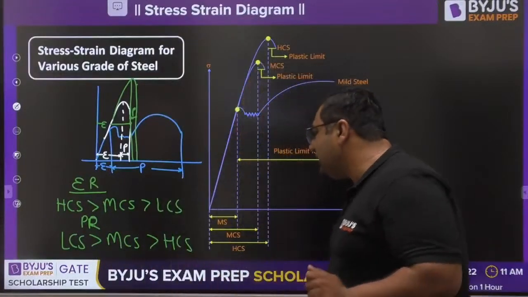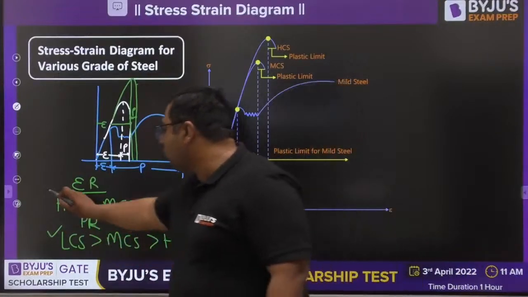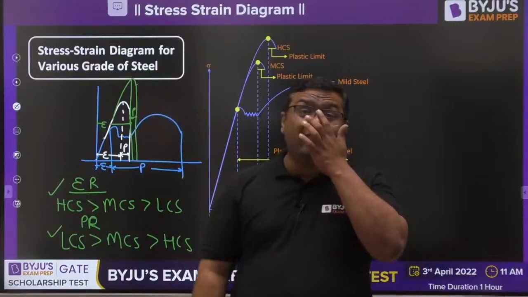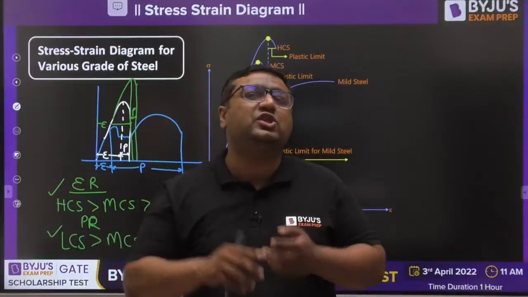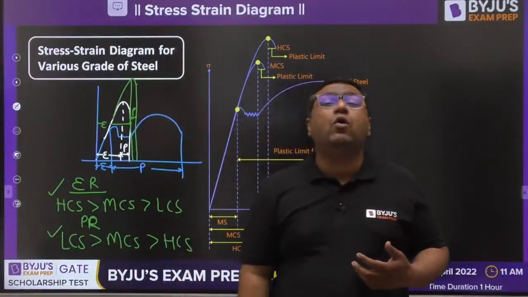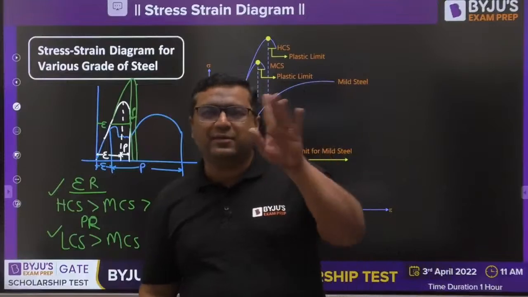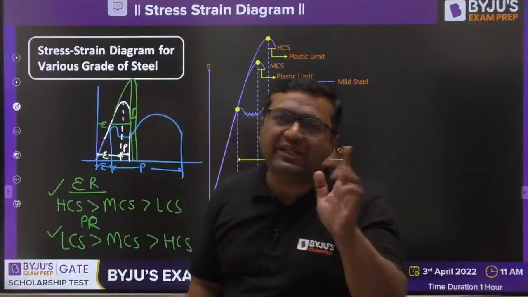So my dear, the plastic region is going to be more with low carbon steel. The elastic region is more with high carbon steel. So if someone asks you which material is more elastic, you will say high carbon steel is more elastic. If someone asks you which material is going to be more plastic, you will say low carbon steel is more plastic, when I am comparing between the types of steels.